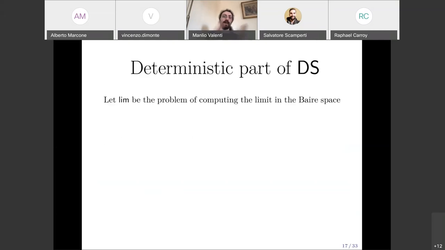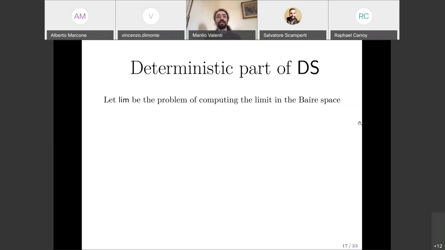Right, so now we can think about separating UC bare from DS, and this is done, as I anticipated, using the deterministic part. I already mentioned that lim is a problem of computing the limit in the Baire space.